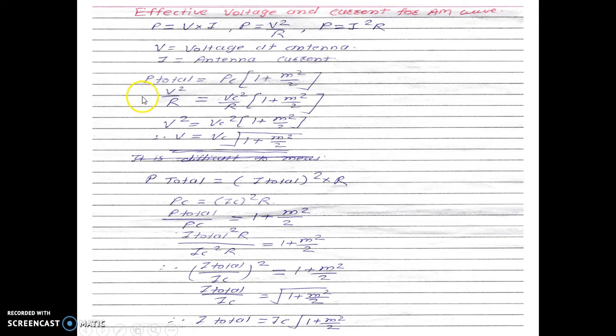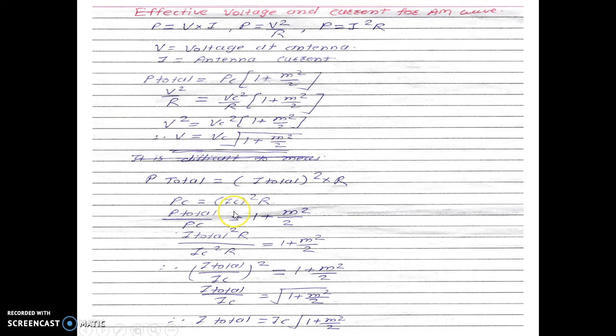Now as we know, P total is equal to PC in bracket 1 plus m square by 2. In terms of V, P total is equal to V square by R, which is equal to Vc square by R in bracket 1 plus m square by 2. Therefore V square is equal to Vc square in bracket 1 plus m square by 2, and V is equal to Vc in bracket square root of 1 plus m square by 2. In terms of I, P total is equal to I total square into R. This is the voltage distribution.